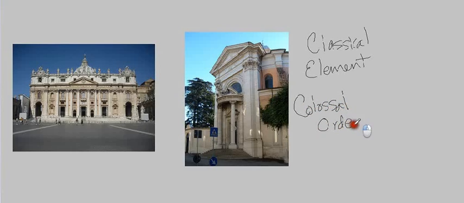Colossal order. And the colossal order is a casting away of that human scale. No more human scale. And you can see that in these buildings with columns going from the ground level way up to the ceiling level. Same thing here, ground to ceiling. So this is large scale, awesome, impressive, imposing. So keep that in mind as we move forward.